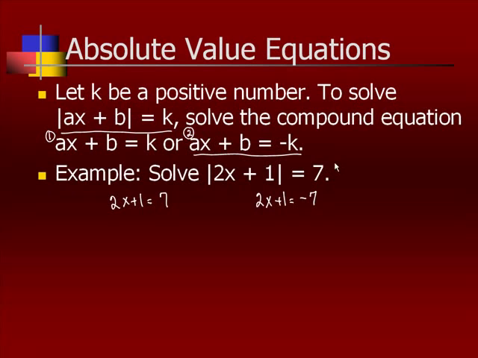So what we'll say is, if you have an absolute value equation, we always have two cases. First case is just like it is without the bars. Second case, change the sign on one side. So the first case, we get 2x is equal to 6, or x is equal to 3. Second case, subtract 1 from both sides, we get 2x equals negative 8, or x is equal to negative 4.